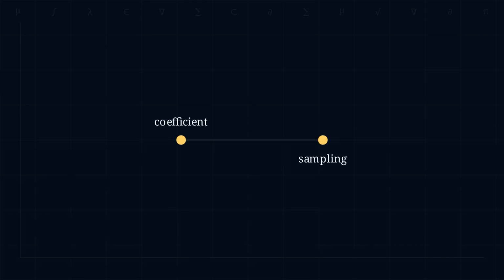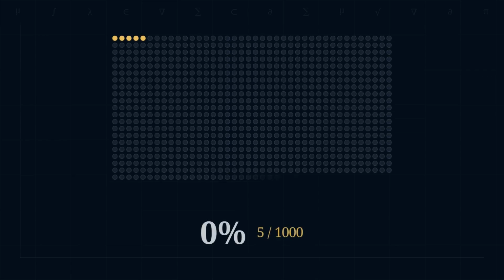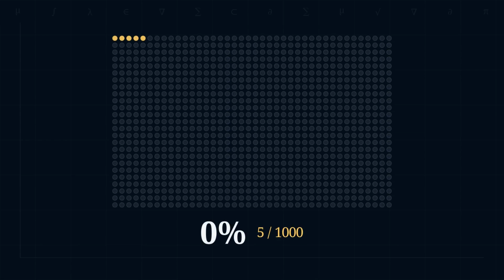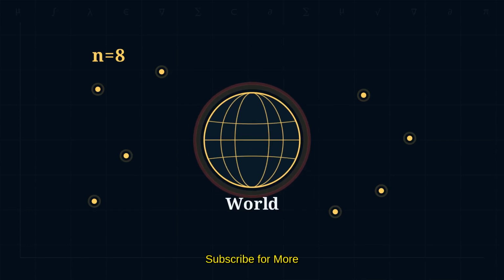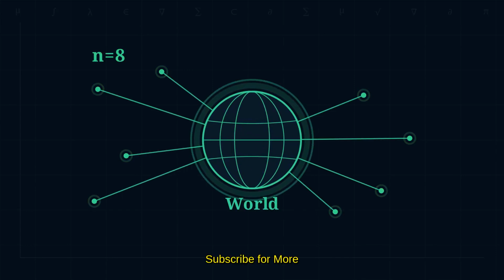Next, we tackle sampling. Why a small group can represent millions, because without understanding how a handful of cases can estimate the world, every correlation you compute will feel shakier than it needs to.